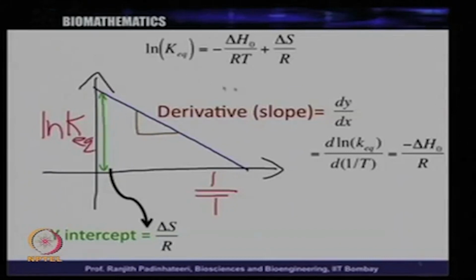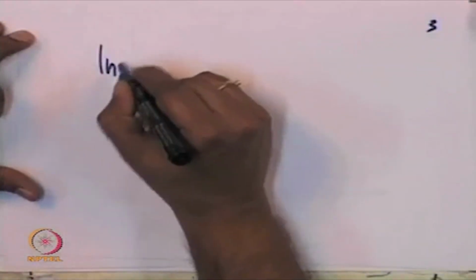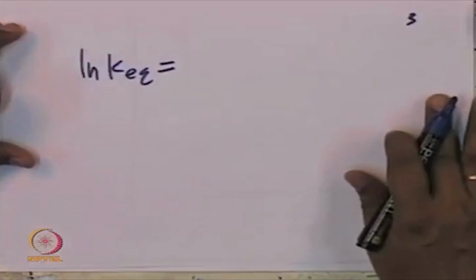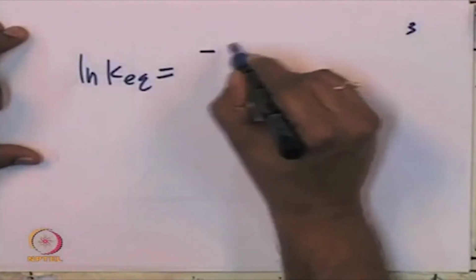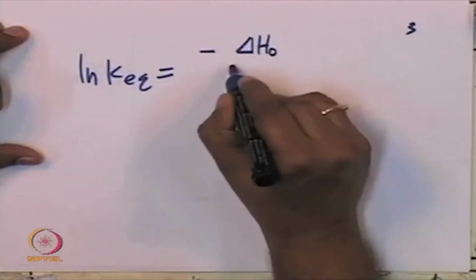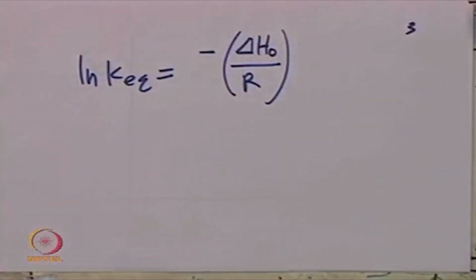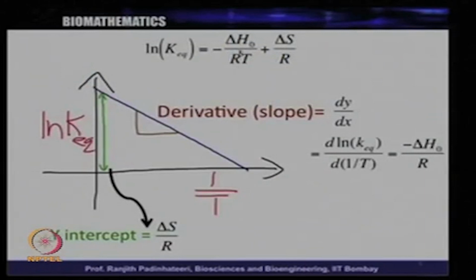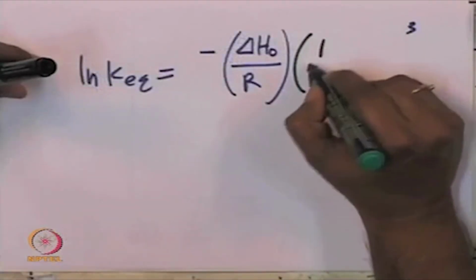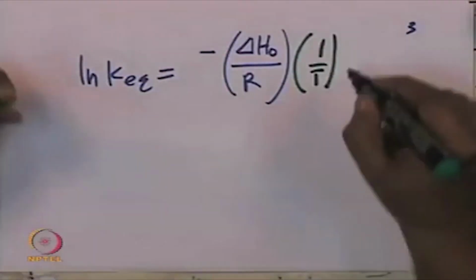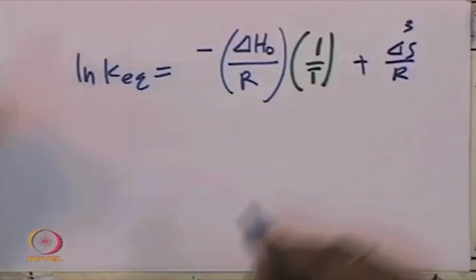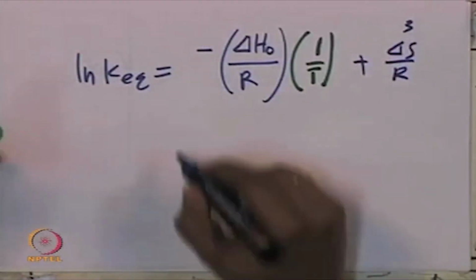So, let us look at this equation. The equation we had was ln k equilibrium is equal to minus delta H 0 by R T. As you can see here, delta H 0 by R T can be written as delta H 0 by R into 1 over T. So, let us write it as minus delta H 0 by R into 1 over T plus delta S 0 by R. This way you can rewrite this equation and then you can plot.